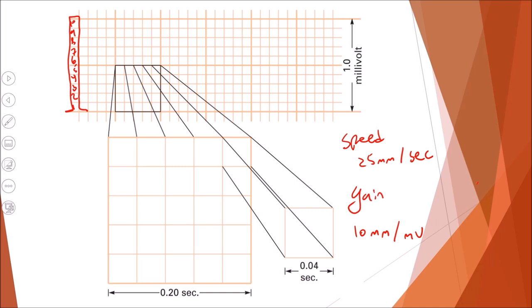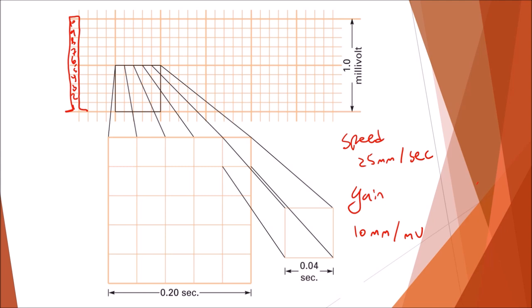And you can think of the gain or the amplitude as sort of the zoom in and zoom out feature of the EKG machine. The speed tells how fast it's printing, and then the gain or amplitude shows sort of how much you've zoomed in or zoomed out. It's kind of the simplified version of what that means. Okay?